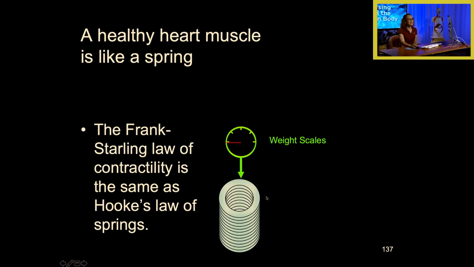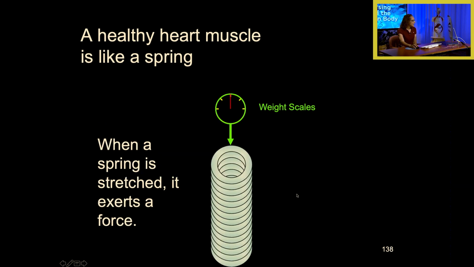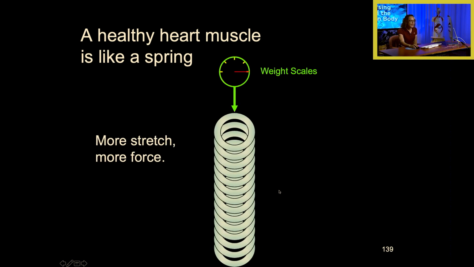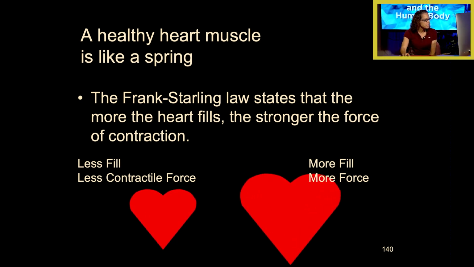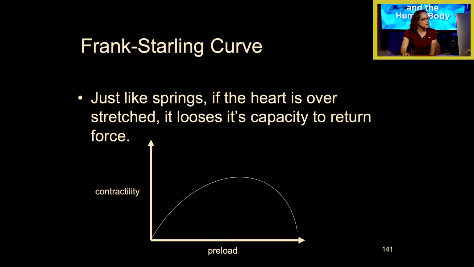A healthy heart muscle is like a spring. And so if we look at Frank Starling's law of contractility, it's the same as Hooke's law of springs. It's like if you take a slinky and you stretch it out. It actually exerts a force on the spring. And the more stretch, as we're pulling the slinky apart, the more force. Frank Starling's law says that the more the heart fills, the stronger the force of contraction. Less fill would equal less contractile force, and more fill would equal more force. So just like springs, if the heart is overstretched, it loses its capacity to return force.